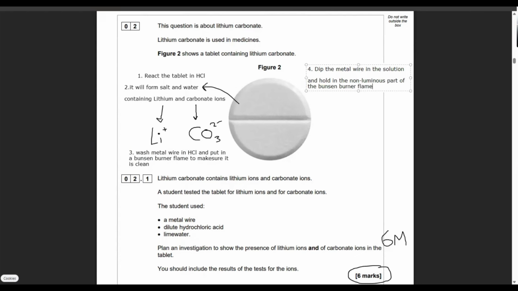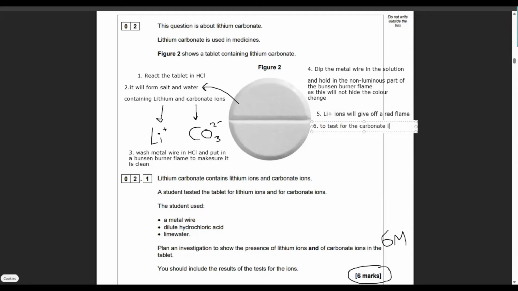Hold it in the non-luminous part of the Bunsen burner flame. That means don't put it in the yellow part, don't put it in the bright blue part, put it in the colorless part of the flame, and it will glow with a red flame. The better word to use is crimson, like blood red, a deep red. And that will tell you that you have lithium ions.